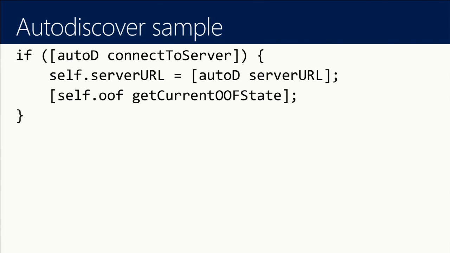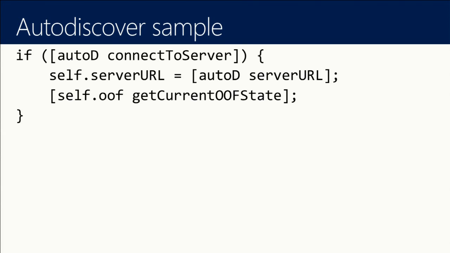So here, I'm going to call the AutoD object's connect to server method. And that's going to return a Boolean value. You know, it's implicit. You don't see an assignment here, but this whole thing in brackets is going to return a Boolean. If that's true, then I'm going to set the server URL member of self to the result of sending the server URL accessor to the object. Okay? Then once I've done that, I'm going to, on the oof property of the self object, call the getCurrentOofState method.